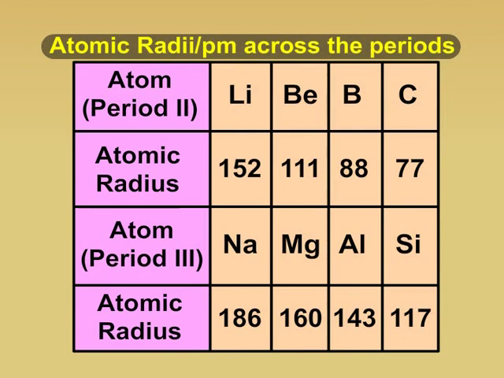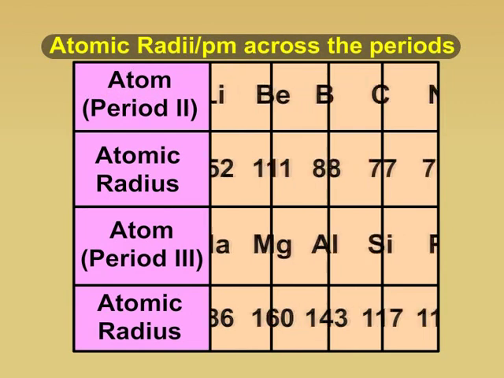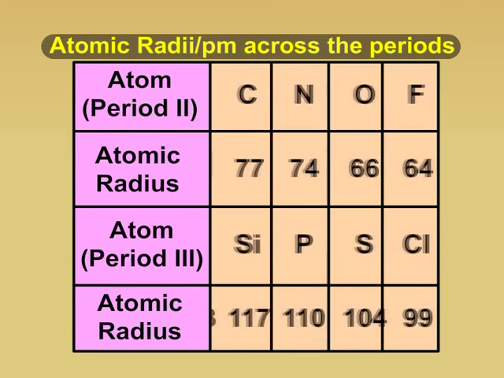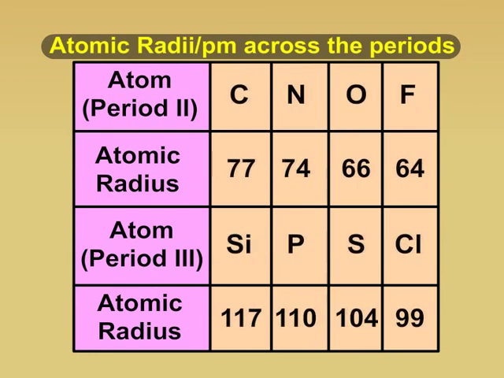Two trends are obvious. As you are seeing on the screen, for elements of the second period, the atomic size generally decreases across a period.